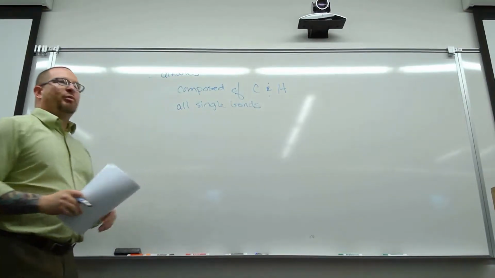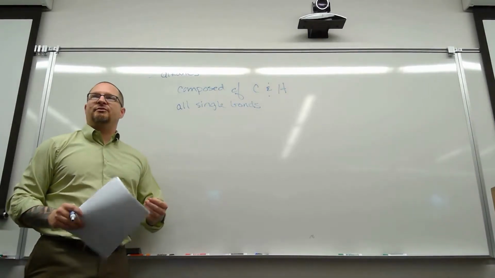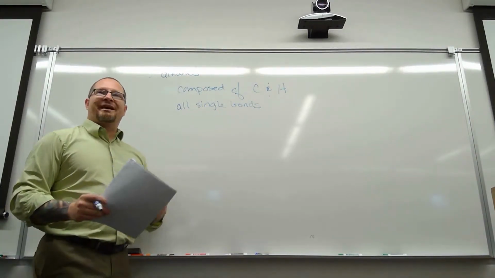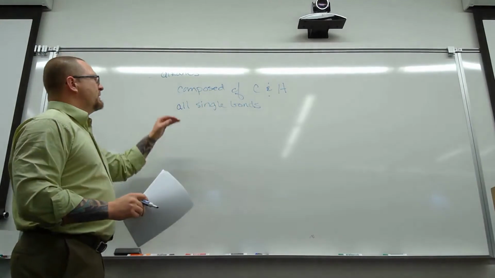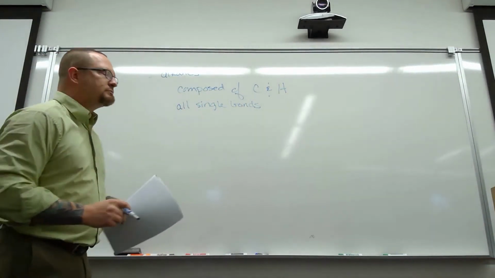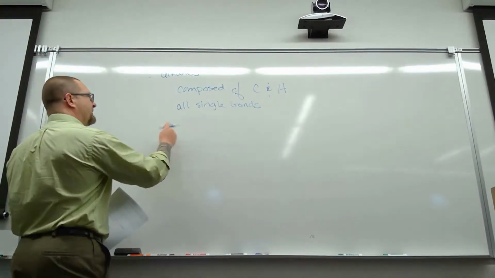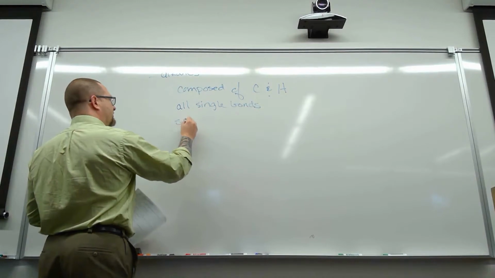Because if we had a double bond now, it's an alkene. If we had a triple bond now, it's an alkyne. By definition, because we've added these things that are more reactive than the single bonds. So if you hear alkane, you know it's all single bonds. So there's a couple different variations on this. The simplest versions are straight chain.